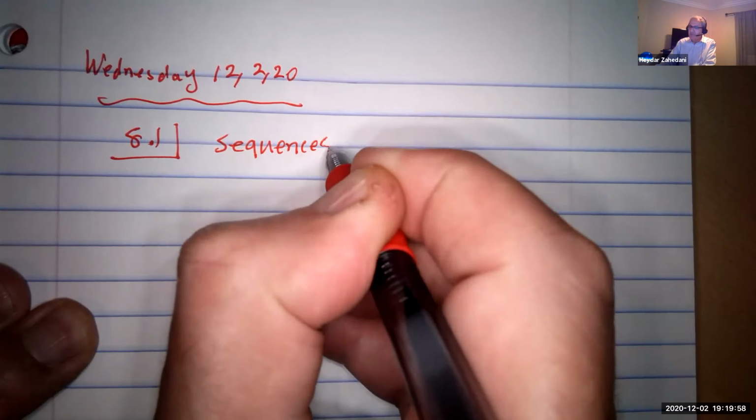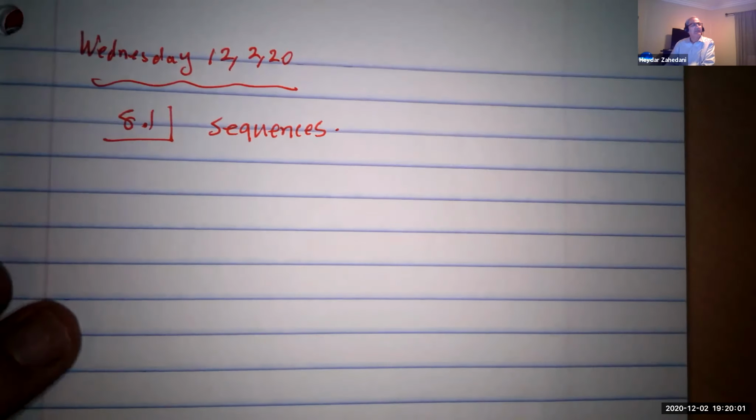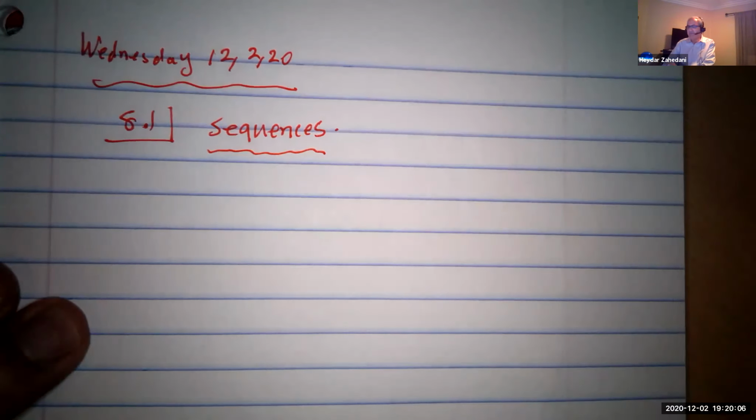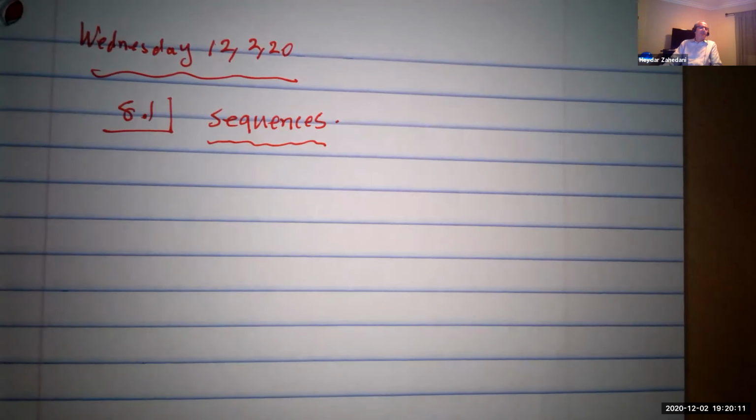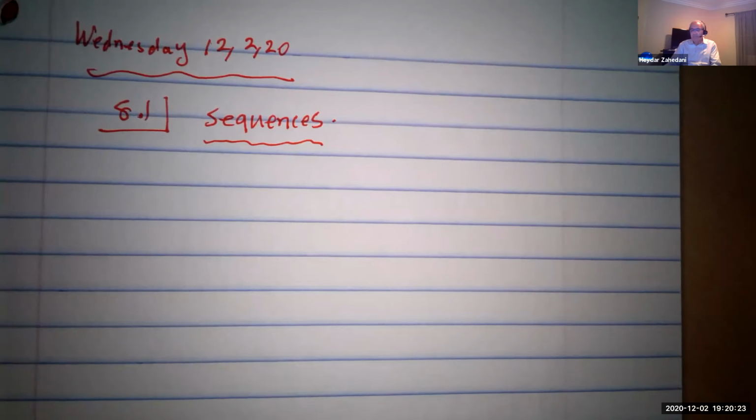Okay, so it's going to be 8.1 first, and in 8.1 we are going to talk about sequences. So what are sequences? You see, a sequence is a function. It's a special function, defined on natural numbers only. The natural numbers, remember, are the counting numbers 1, 2, 3, 4, 5, 6, and so on. The domain of all sequences is going to be the same, just the natural numbers.